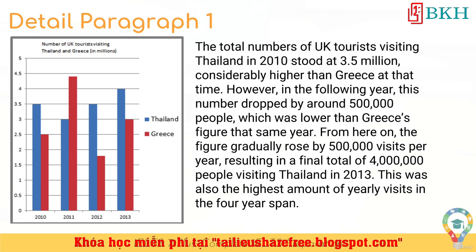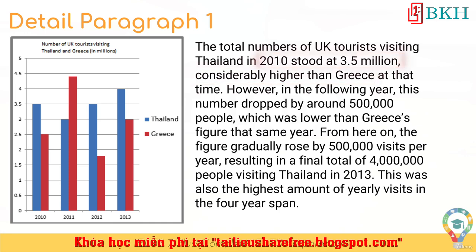Here is my first detail paragraph. Now, it's very important in both detail paragraphs to really describe in detail all the facts and figures. As there's only 2 countries in the bar chart, I've described each year with the major trends and differences. In my first sentence, I gave the total of UK visitors to Thailand, but also made a comparison with Greece, saying that Thailand's total was higher. Where possible, do try and compare the data that you can see.